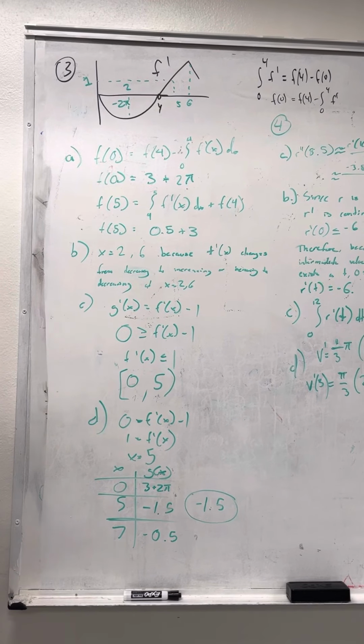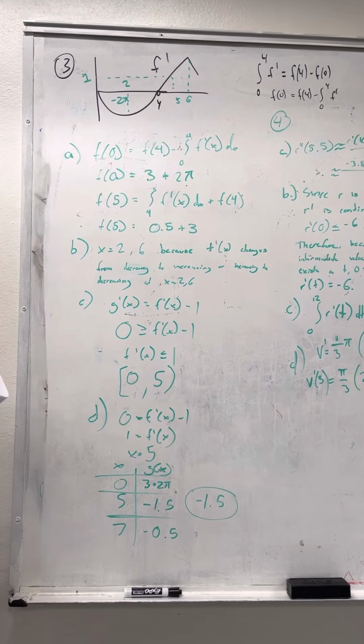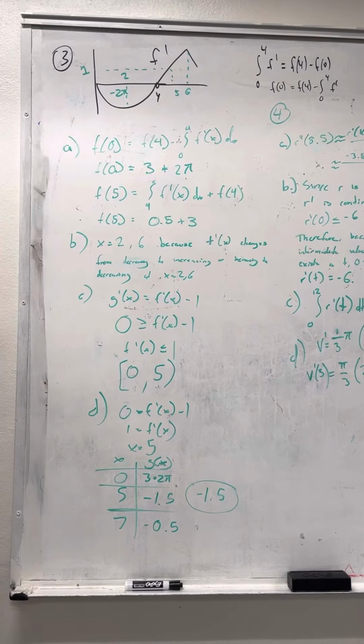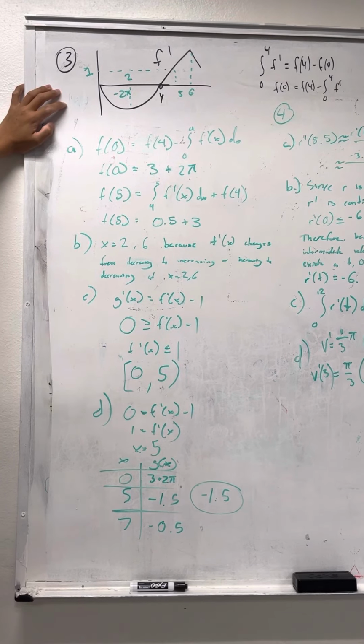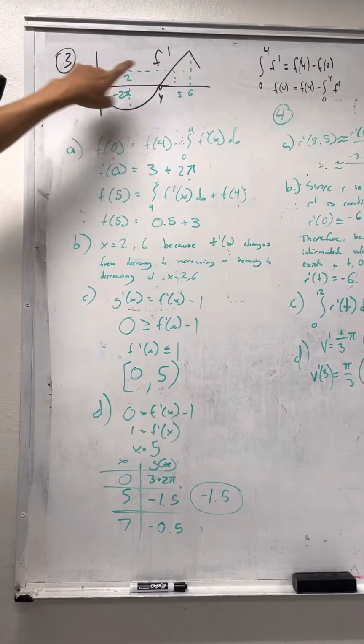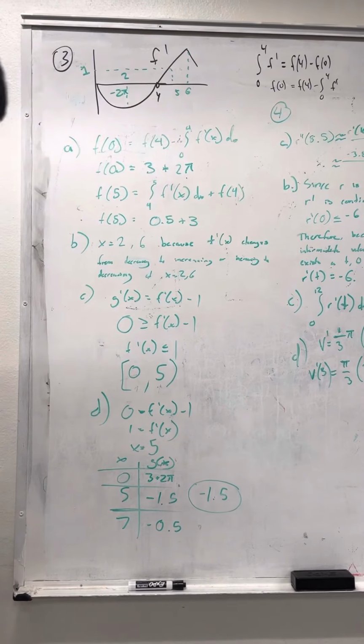And for B, to find the inflection points, you see where the f prime graph changes from increasing to decreasing, and those points are at x equals 2 and x equals 6 on the graph.